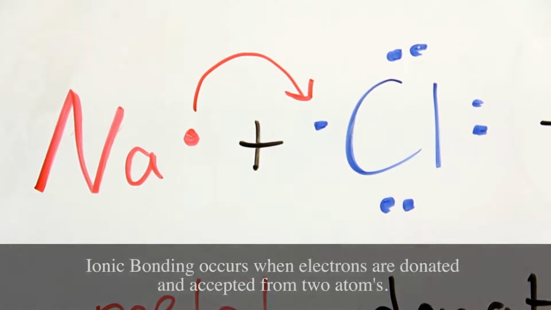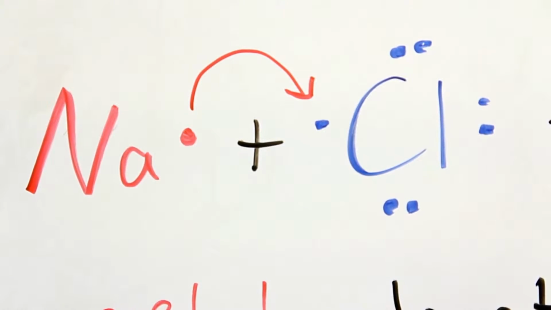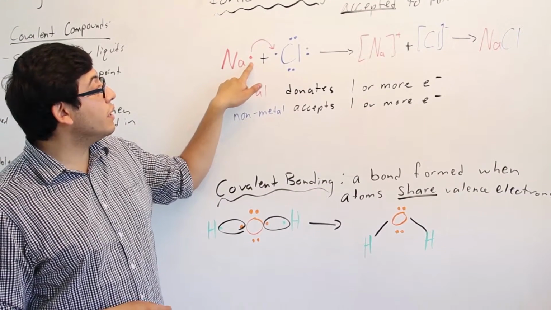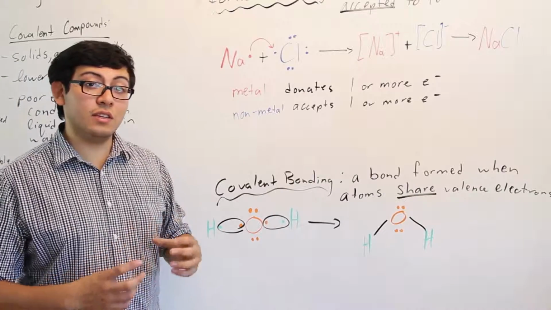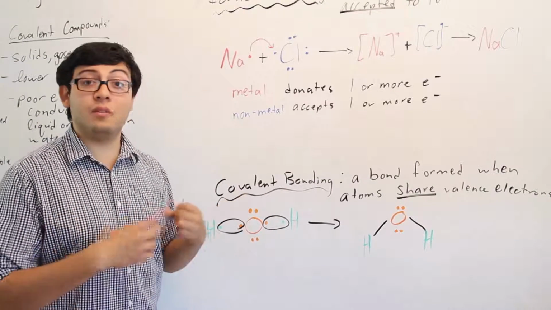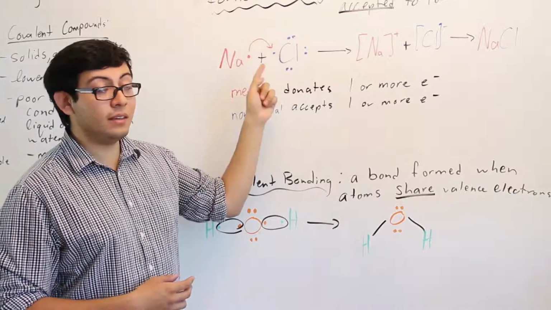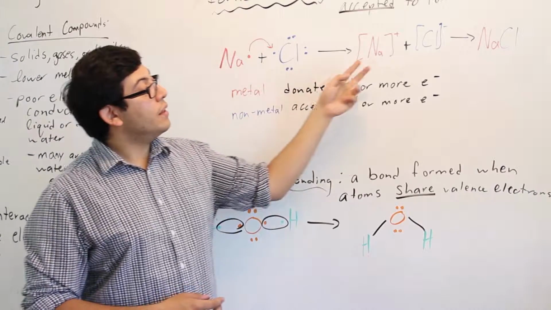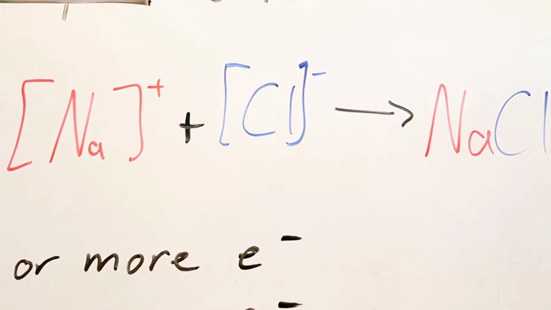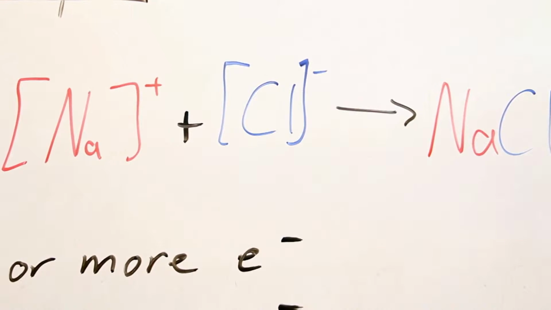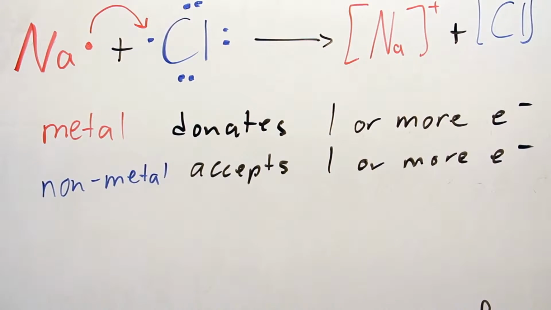Ionic bonding occurs when electrons are donated and accepted between two atoms. We'll take a look at sodium chloride. Sodium chloride is formed when sodium donates its 1 electron in its outer shell to chlorine, which has 7 electrons. Because sodium has another shell underneath, that shell will now be the valence shell, and it'll be full. Chlorine needs 1 more electron to form an outer shell of 8, so it will happily accept that electron. That'll give us the two ions, the sodium ion and the chloride ion. And because positive and negative charges attract, they attract to make sodium chloride, which is table salt. Just remember, metals always donate 1 or more electrons, and nonmetals will always accept 1 or more electrons.